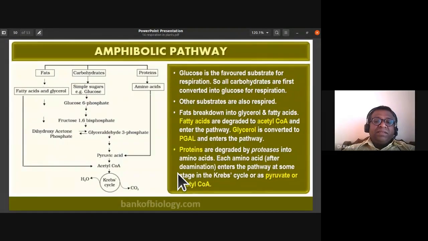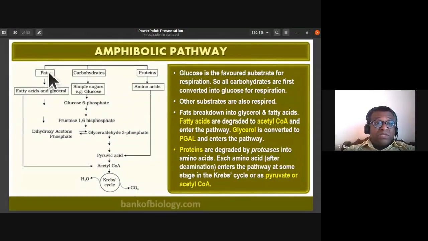The next concept is the amphibolic pathway. You can see this cycle even in your textbooks. Glucose is the favored substrate for respiration. The most favored substrate for respiration is glucose, so all carbohydrates are first converted into glucose for the respiration process to take place.